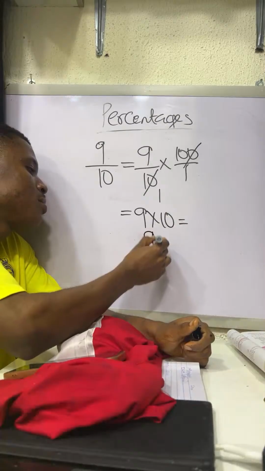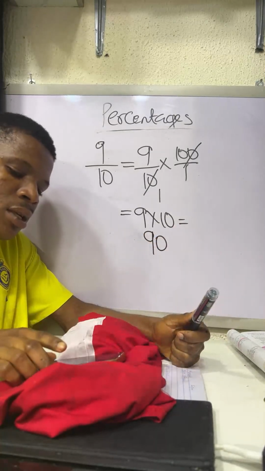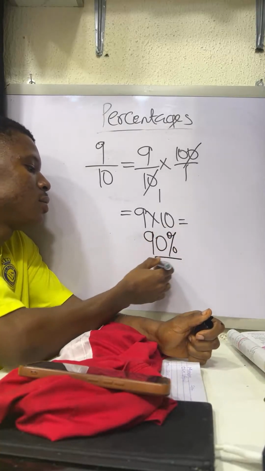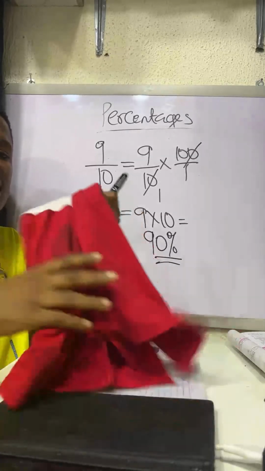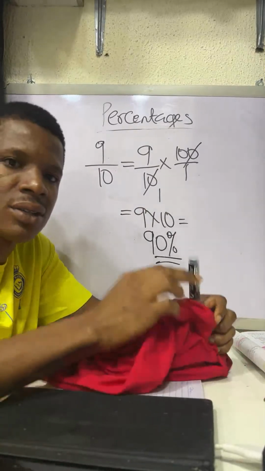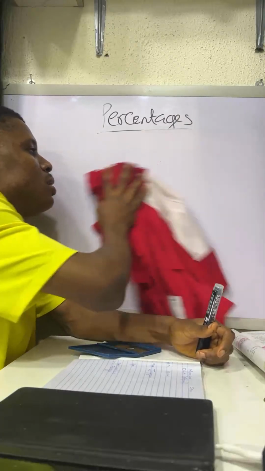So the answer becomes, is it just 90 or 90%? 90%. Okay, so what do you have it to be? 90%. Do you understand it now? Yeah. Okay, so the answer is 90%. This is very, very simple to do.